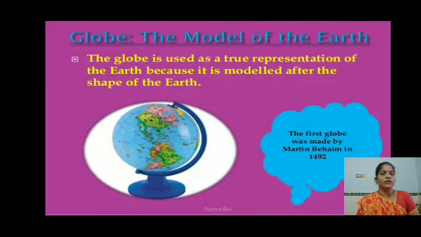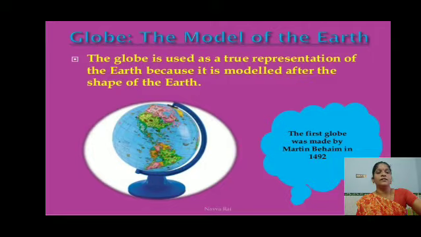Okay, here is one GK thing also for you, that is the first globe was made by Martin Behaim in 1492, and the map you will learn in the 7th grade. Okay, dears? So globes come in many sizes. It is in pocket size, it is in a big size. In all sizes globes are available.